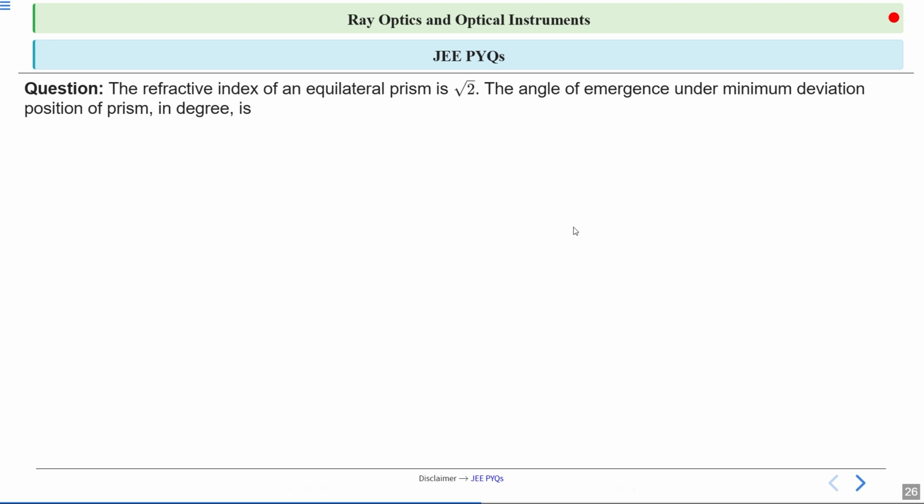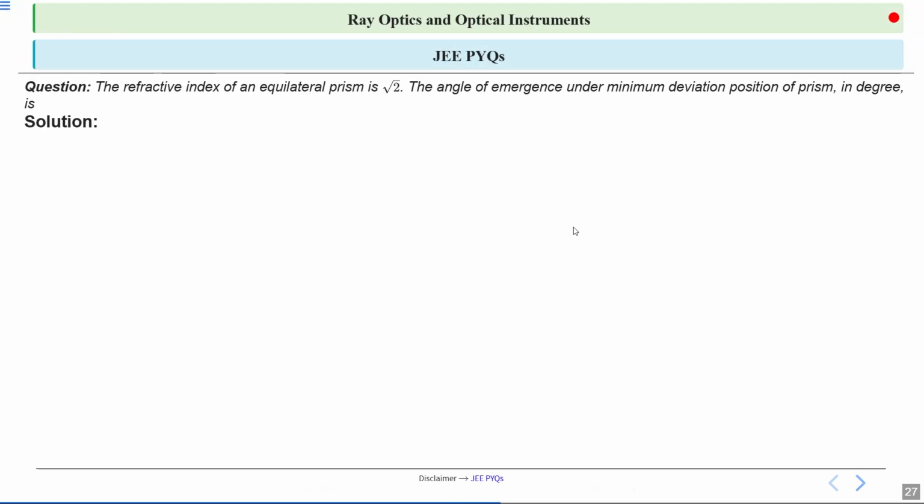So the refractive index of an equilateral prism is given as √2. You have to find the angle of emergence under the condition of minimum deviation. The angle should be found in degrees. Let's begin by identifying the key properties of an equilateral prism. Since it's equilateral, all its angles are equal, specifically 60 degrees.